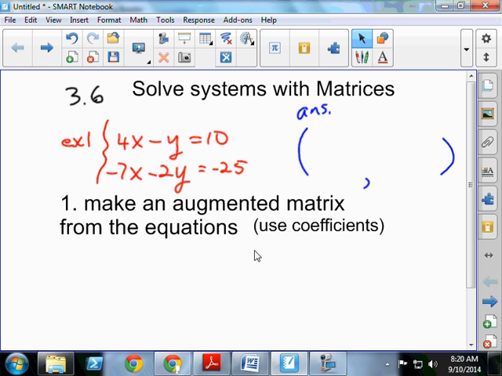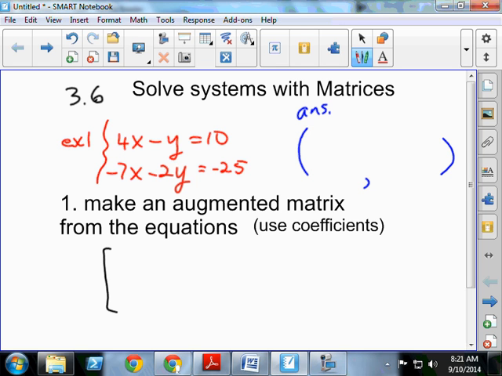What kind of dimensions should I have for this matrix? We got 2 equations, so how many rows do you suppose we're going to have? 2 rows. And then we've got a coefficient on x and a coefficient on y, and then we got something on the other side of the equal sign. So how many columns do you think we should have? Yeah, so what we're going to do is make a 2 by 3 matrix out of this, okay? So here comes step 1.